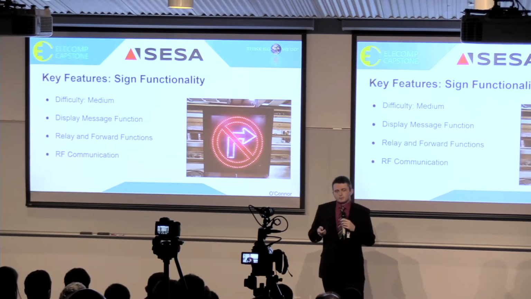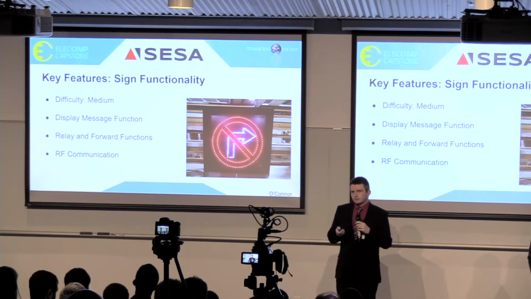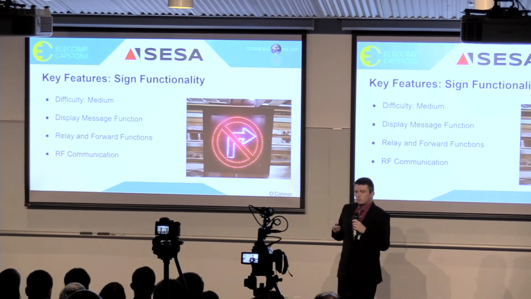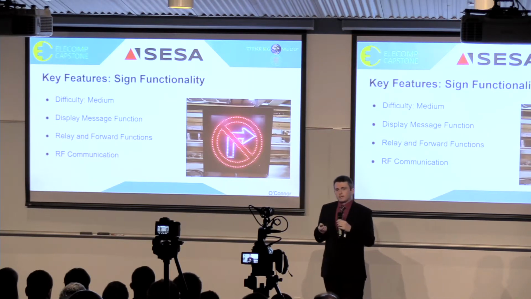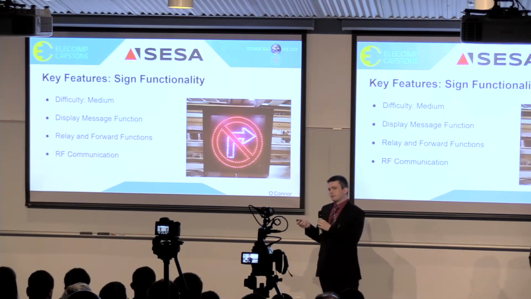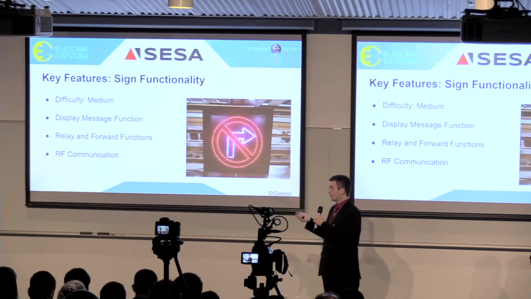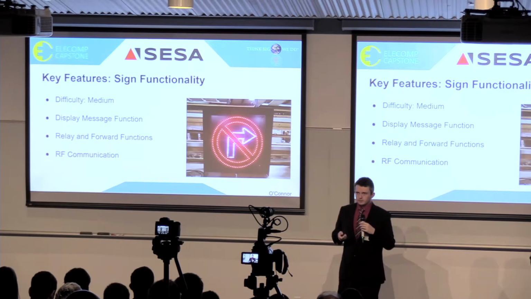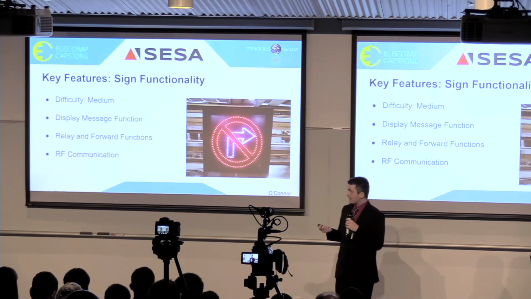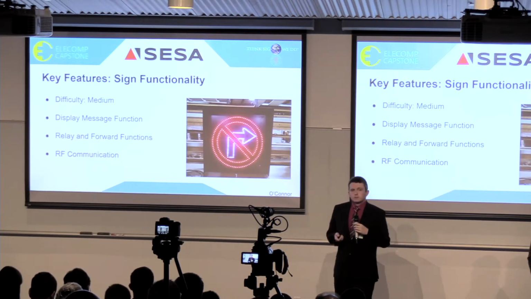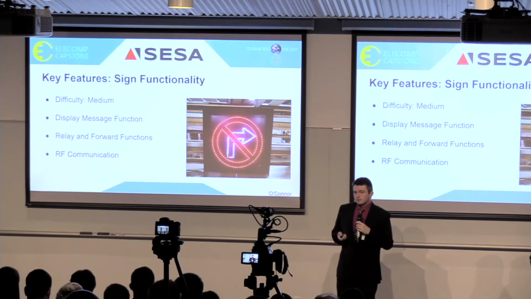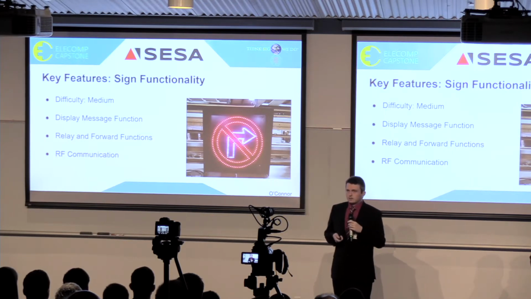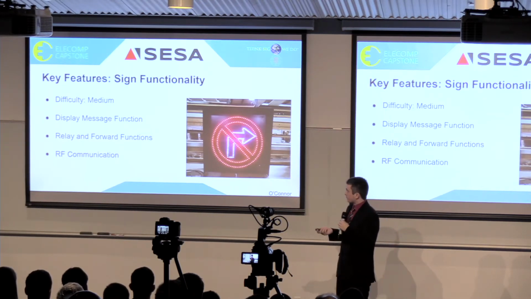The forward function will receive that message on the first sign and then forward it along to the second sign. The relay function will receive that message from the application on the first sign, send a relay command to the second sign, and then the second sign will forward it along to a third sign. And this can be expanded in the future to an n number chain of signs. The relay and forward functions are done with RF communication, simply because the message that we're sending isn't very robust, so it can be done simply.